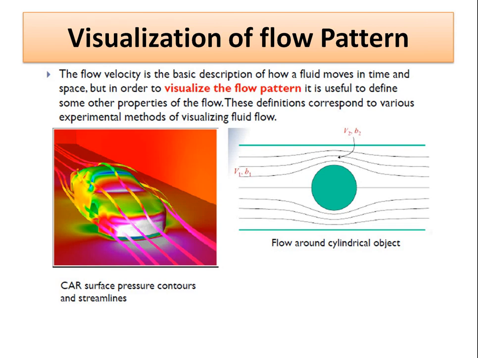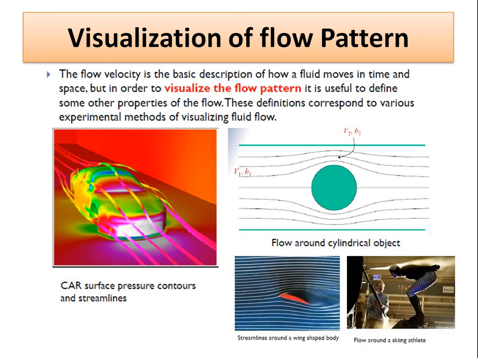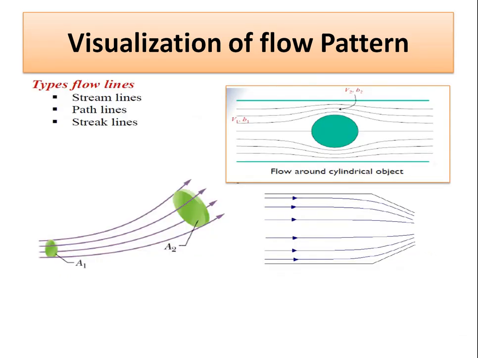So car surface pressure contours and streamlines are shown here. Or if any obstacle is placed in the flowing fluid of a pipe or in a flowing fluid, then the flow behavior around the surroundings of that component is nothing but visualization of the fluid flow pattern. Here are some examples: when a wing-shaped body is kept, then streamline flow of water, or flow around a skiing athlete. These are some examples shown here.